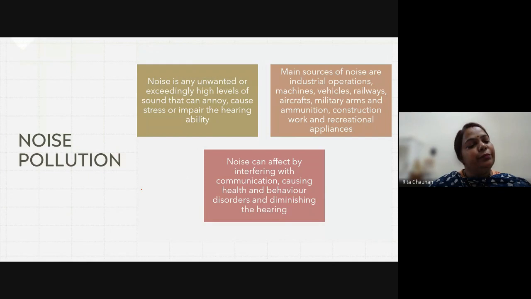Then we have noise pollution. If we listen to a song or sing a song, it is good to hear. But when the volume of any sound is very high, then it is called noise and it can cause noise pollution.